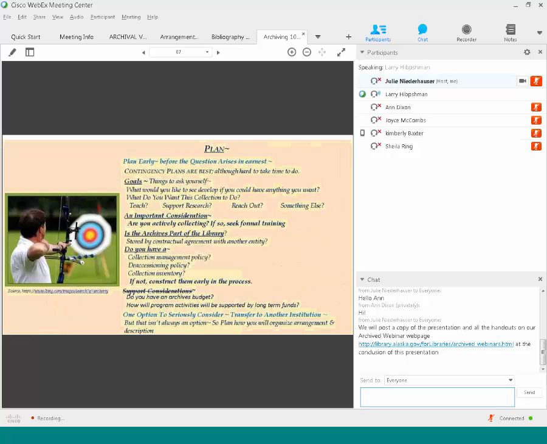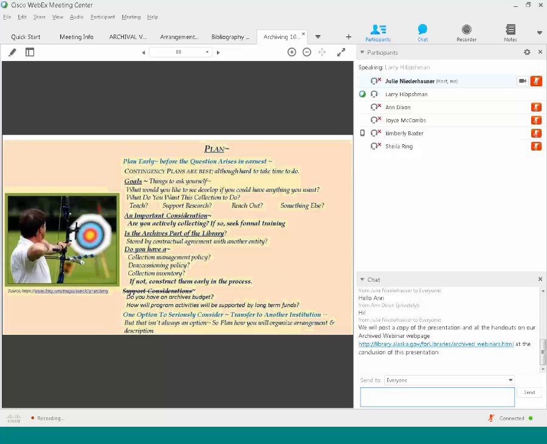Now, as to the steps to take, the first one is to plan. You should plan early and plan often, for that matter. And before the question arises in earnest and catches you flat-footed, I recommend preparing a contingency plan as the best approach, although I know that's not easy to do when you have your plate already very full. Nevertheless, that allows you, when the contingency arises, to have something to offer from the beginning.